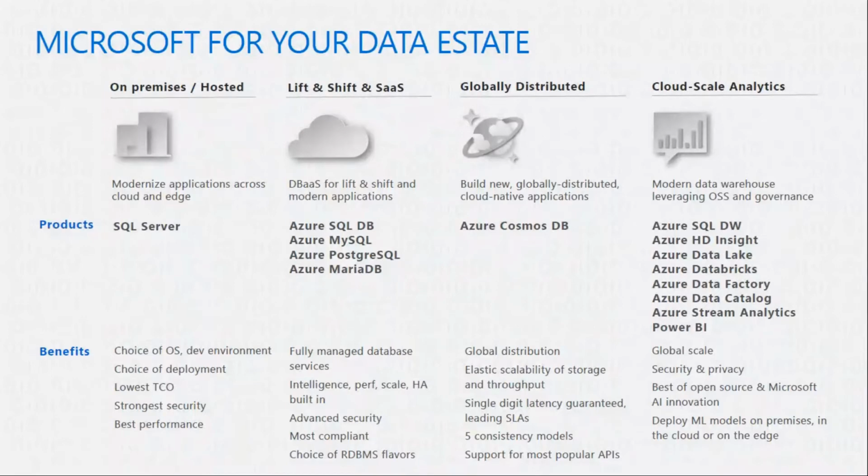Most of the NoSQL databases support only two consistency models, that is strong and eventual, whereas Azure Cosmos DB is the only database currently in the industry which supports five well-defined consistency models, namely strong, bounded staleness, session, consistent prefix, and eventual. It has support for most of the popular APIs that we see in the industry, like the SQL API, the Gremlin API for graph databases, the MongoDB API, the Table API for key value stores, and the Cassandra API for the wide column family.